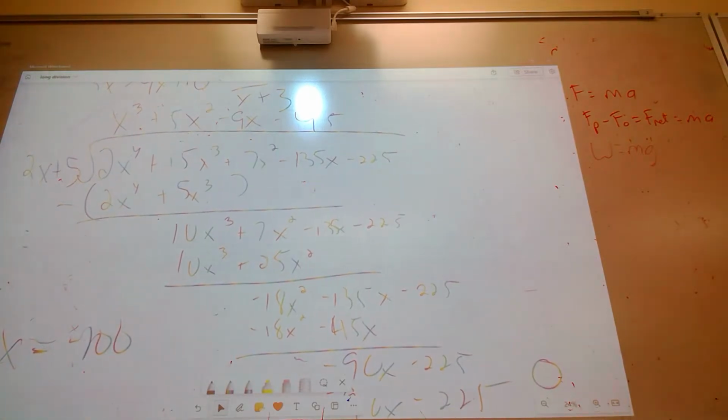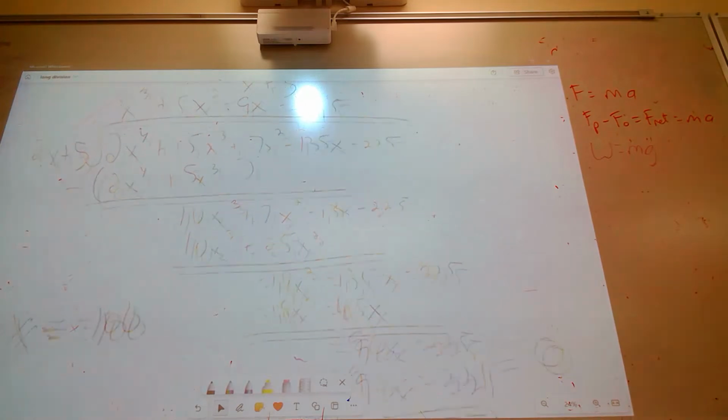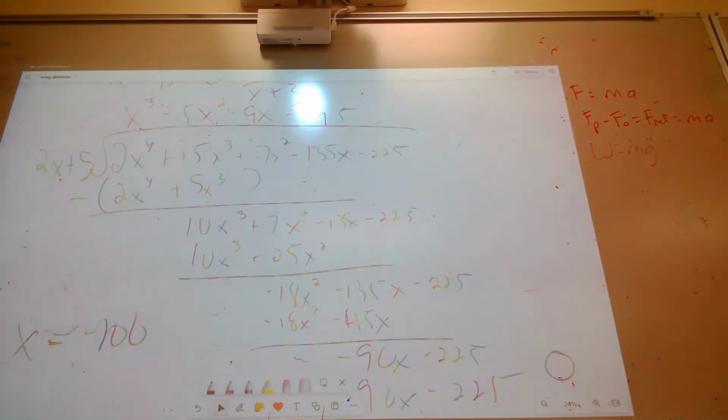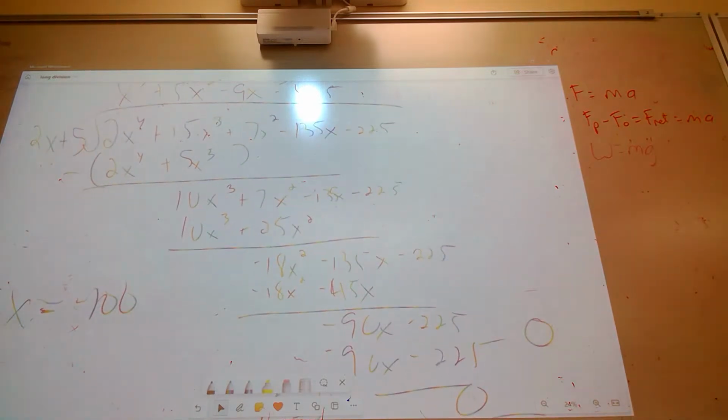What do we end up with? What did we multiply 2x by to get 10x cubed? It was 5x squared. What do we multiply 2x by to get minus 18x squared? It was minus 9x. We end up with these big numbers.